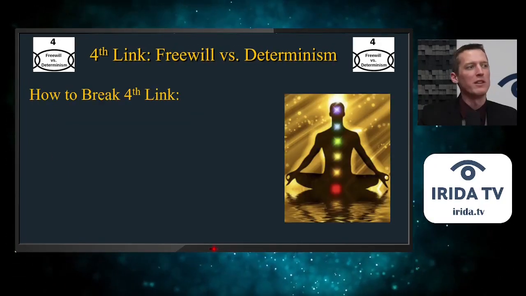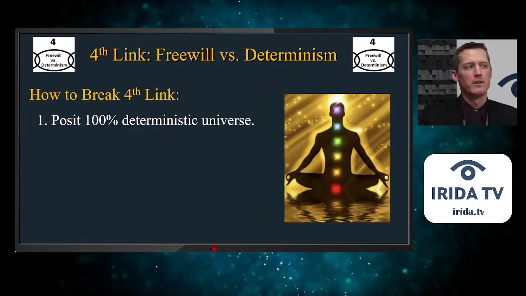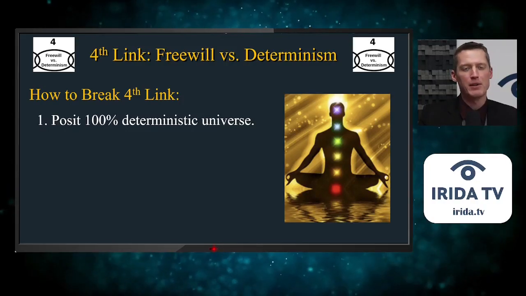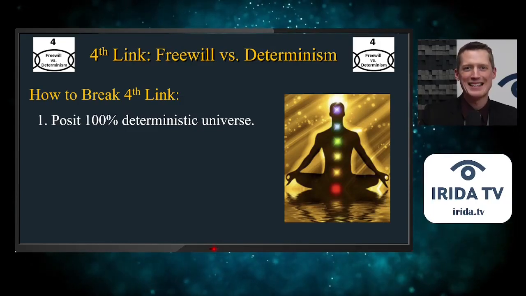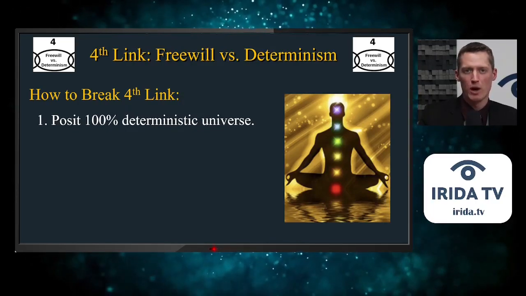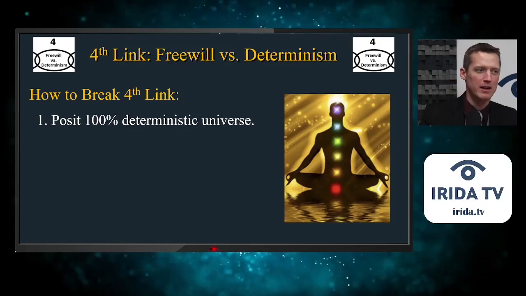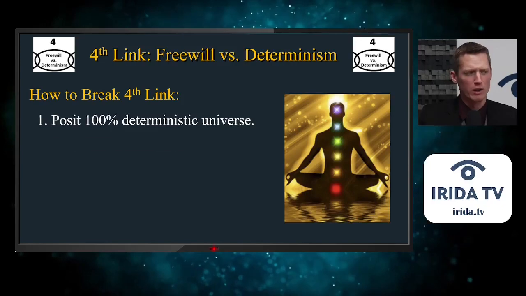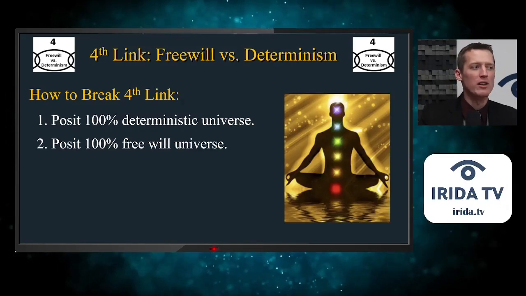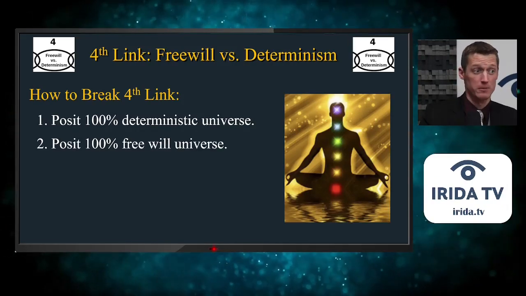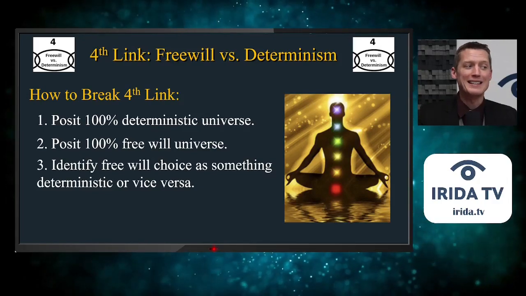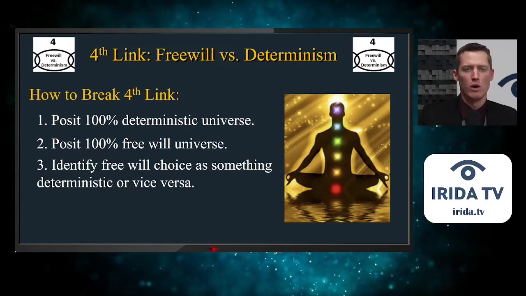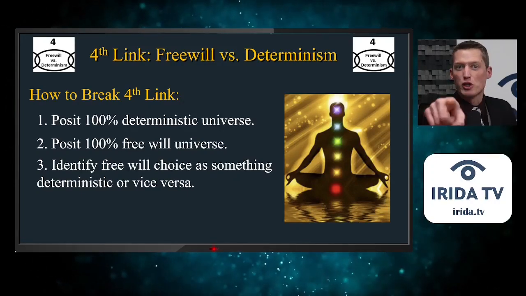So how do you break the fourth link? First, you could posit that there is a 100% deterministic universe. You will typically find this from overly scientific, in quotes, types, people who believe in scientism. I'm not going to explain what that is here, but you could find it pretty quickly. You could posit there is a 100% free will universe. You could identify a free will choice as something deterministic or vice versa, right? Like, that rock just fell off a cliff. That's your fault.